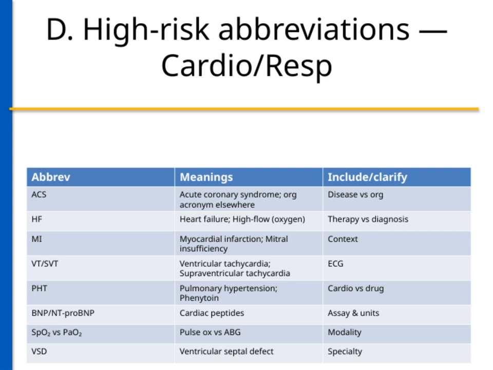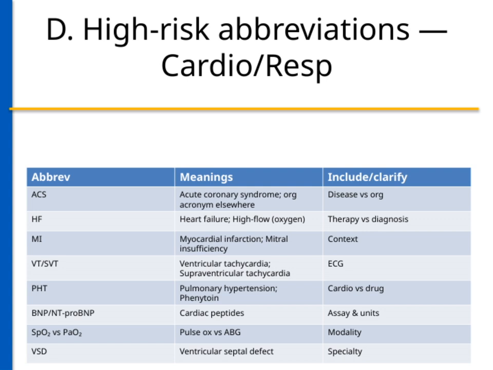Again, context is key to avoid confusion. When we see BNP or NT-proBNP, these are cardiac peptides measured in blood tests. They help us assess heart failure severity and guide management, crucial in both diagnosis and monitoring.